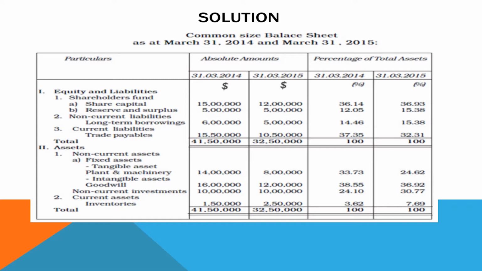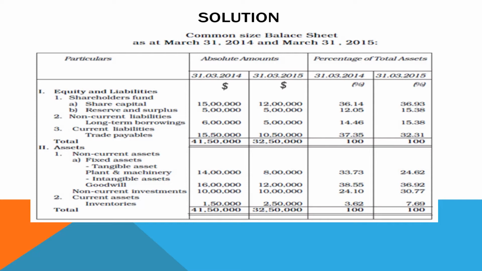Now, moving towards the percentage of total assets. Now, how will we calculate the percentage of total assets? In case of share capital, we will write 15 lakh divided by 41 lakh 50,000 and multiply it by 100%. It becomes 36.14%. And on the other hand, in 2015, we will write 12 lakh divided by 32 lakh 50,000 multiplied by 100, which comes to be 36.93%. And same will be applicable on other items of liability side.